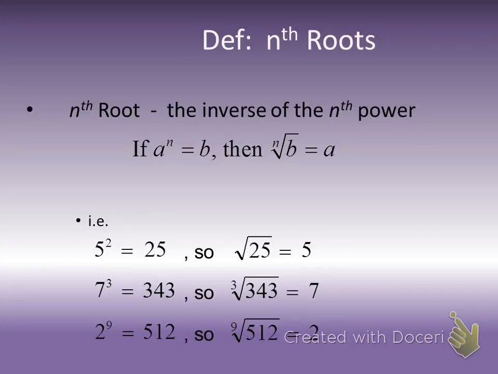7 cubed is 343, so the cube root of 343 is 7. That cube root undoes that cubed power. Make sense? 2 to the 9th is 512, so the 9th root of 512 is 2. It undoes that power. It undoes the 9th power.